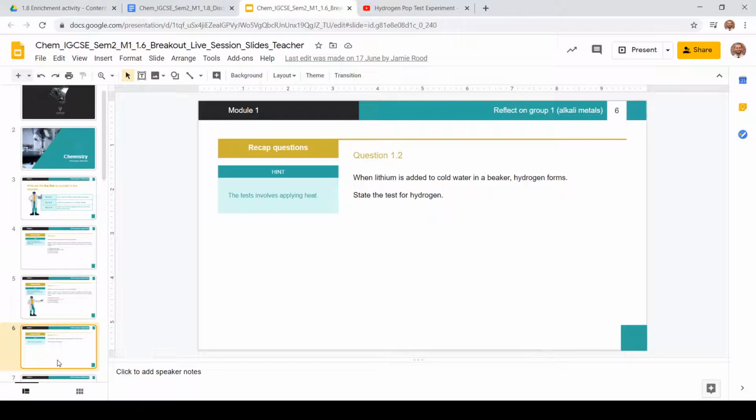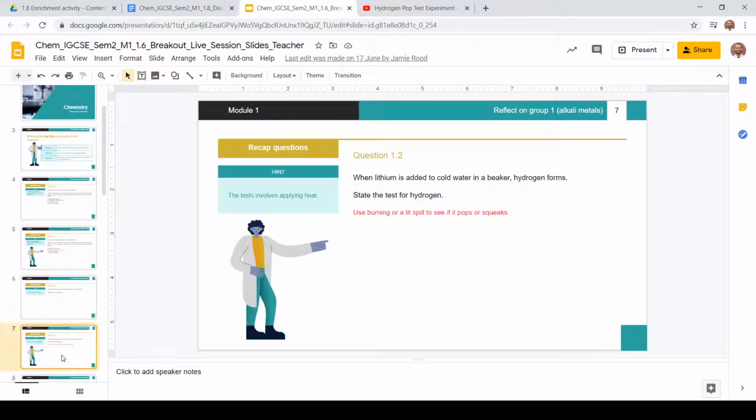All right, so when lithium is added to cold water and bubbles of hydrogen form, state the test for the hydrogen. This is where you light a splint or a candle or whatever you want, and you collect hydrogen, and you put the little flame at the end of the test tube, and you should get a popping sound. So the answer to this is use a burning splint. There are some errors with the wording here, to see if it makes a pop.